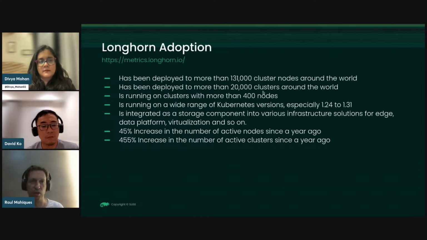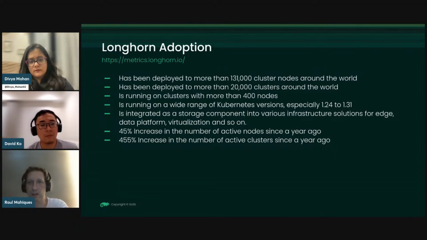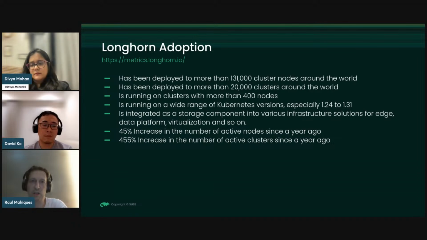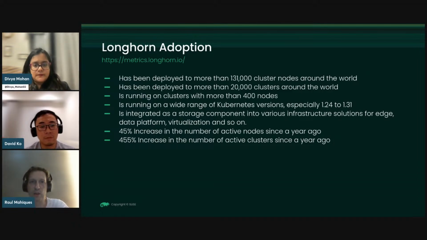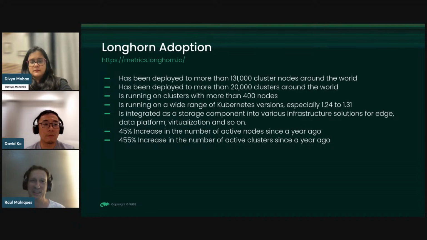So Longhorn adoption. Here I'm going to give you a glimpse of the current usage status and how Longhorn adoption is evolving. Longhorn is currently being used in more than 20,000 clusters around the world, with more than 131,000 cluster nodes running it. There are examples of clusters with more than 400 nodes using it. That is not the average home lab, so it's used professionally as well.